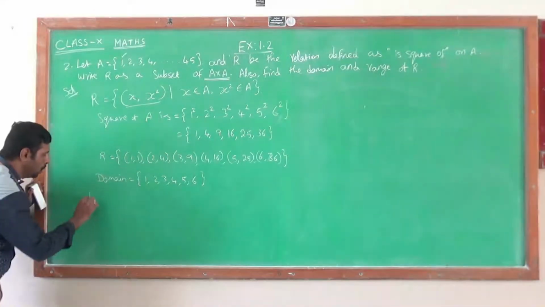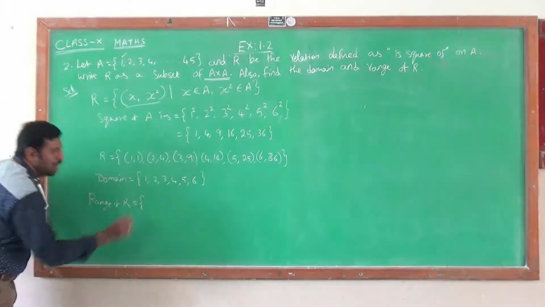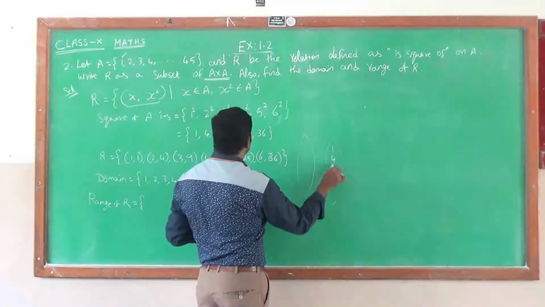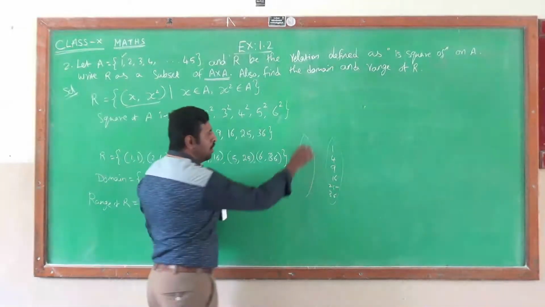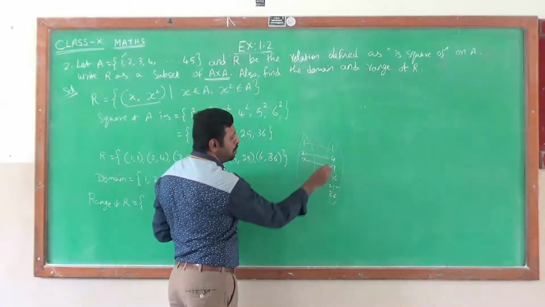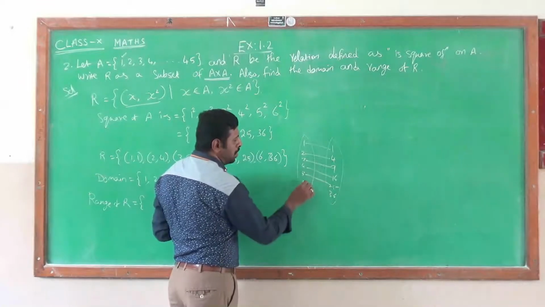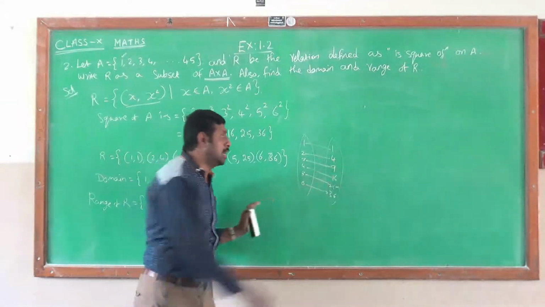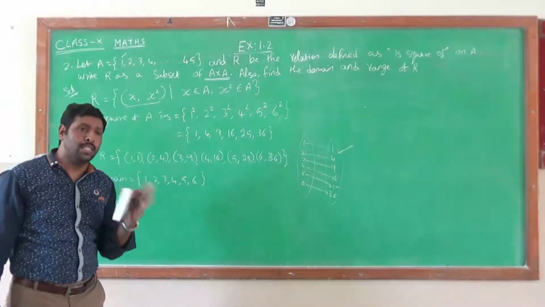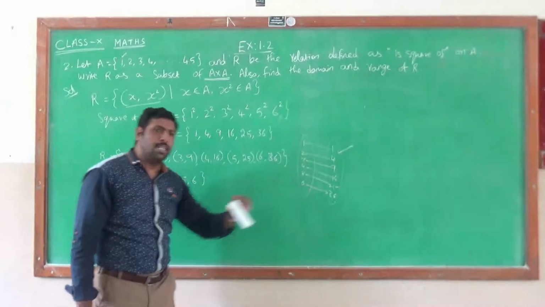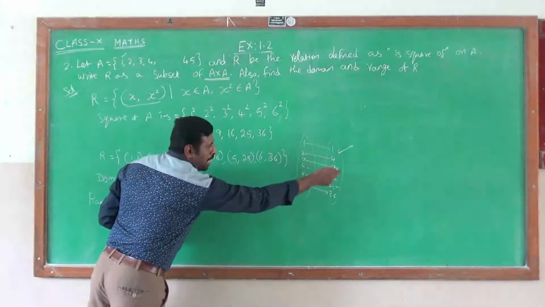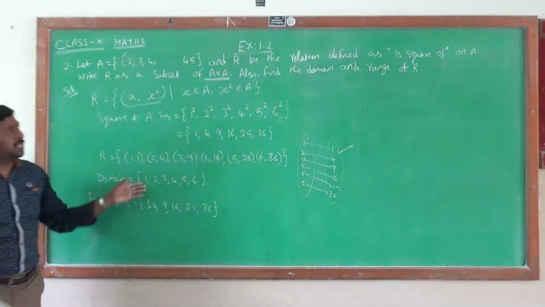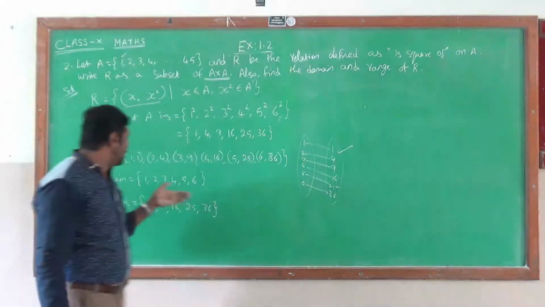And then the range of R is where the elements are mapped. This is the set A, and these are the x squared values: 1, 4, 9, 16, 25 and 36. Here 1 is mapped to 1, 2 to 4, 3 to 9, 4 to 16, 5 to 25 and 6 to 36. The second set elements to which the first set elements are mapped form the range. The codomain is different from the range; only the mapped elements are called the range. So the range of R is {1, 4, 9, 16, 25, 36}. They asked us to find the domain and the range of R, so this is the domain and the range of R.